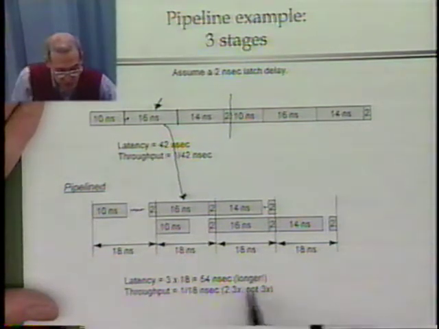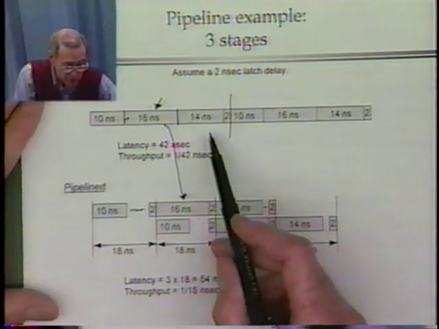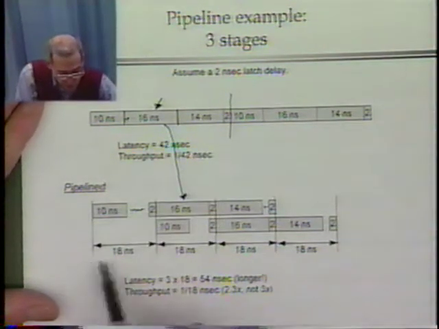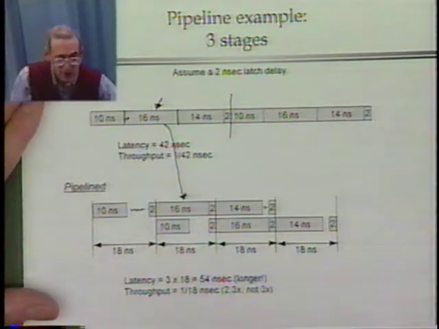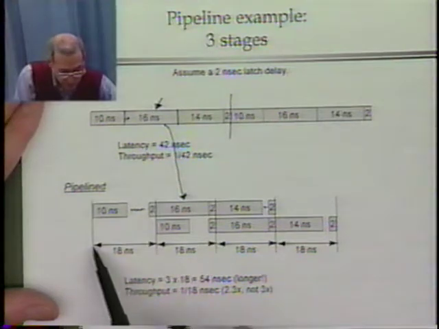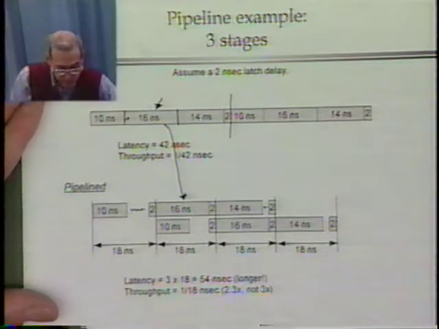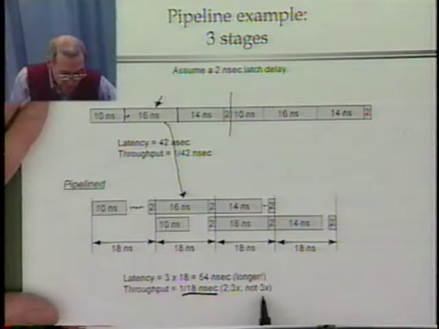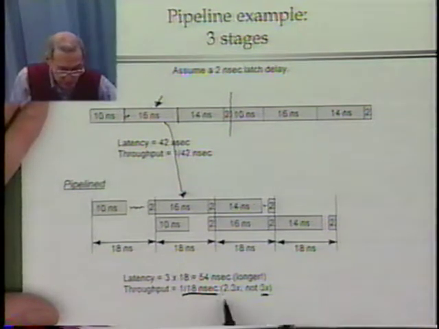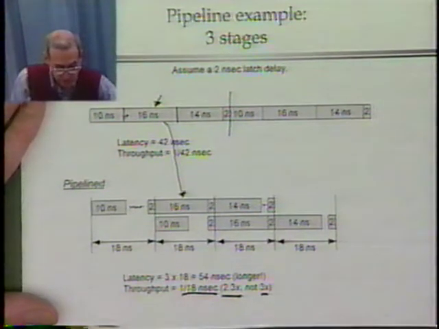The result is that the latency is in fact worse than it was for the unpipelined machine. Instead of 42 nanoseconds, it's now 3 times 18 nanoseconds, or 54 nanoseconds. So the time it takes an instruction to get out after having entered the pipeline is longer than it was before. The advantage is that the throughput is higher. We get more instructions per second out, or instructions per nanosecond. And in fact, in this case, we get 1/18th instruction per nanosecond out, which is a speedup not of 3 times that the ideal pipeline would have allowed us, but only 2.3 times. So it's good, but not ideal.